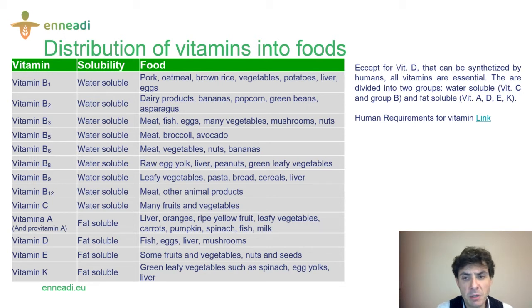Most vitamins are present both in animal and plant food, but there are some examples, like vitamin B12, which is only present in animal foods. Others, like vitamin C, are only present in fresh fruits and vegetables. So every single vitamin has its own food distribution and its own function.